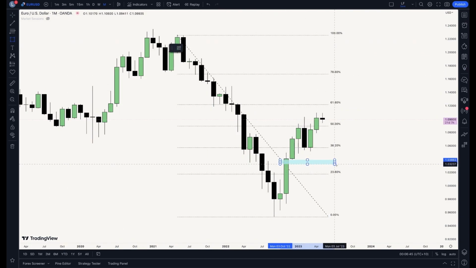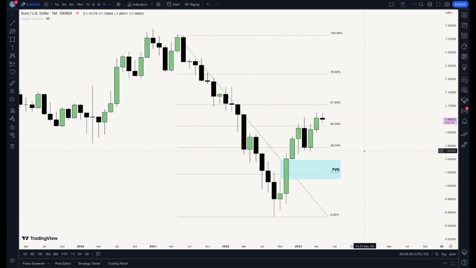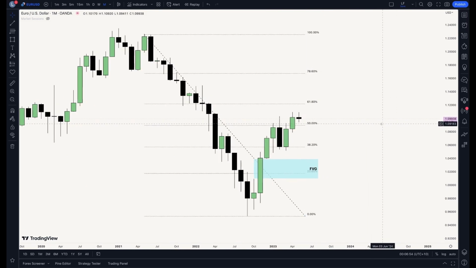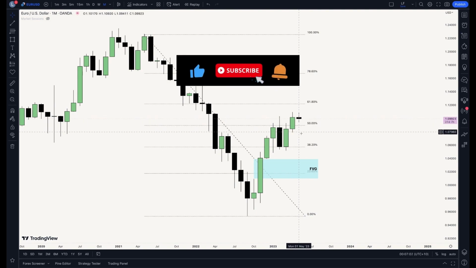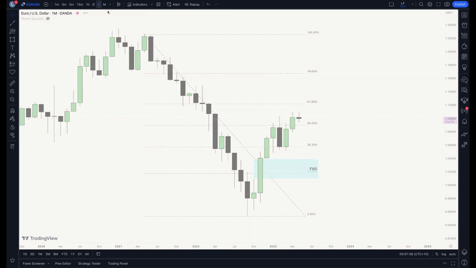Also, there was also a fair value gap when price made the run up. So my bias is bearish because price has already traveled into a premium zone. It's probably going to want to come back down here and fill the gap. Right, so monthly it's bearish bias.